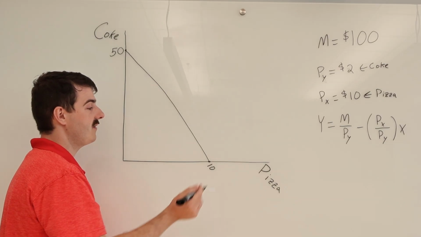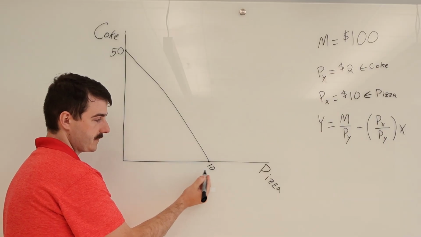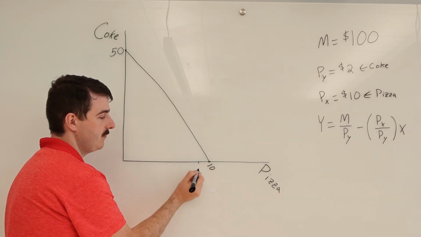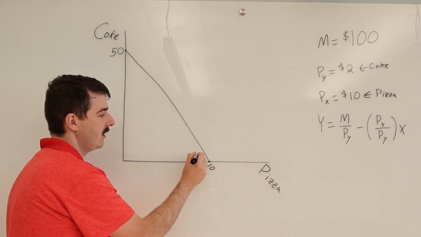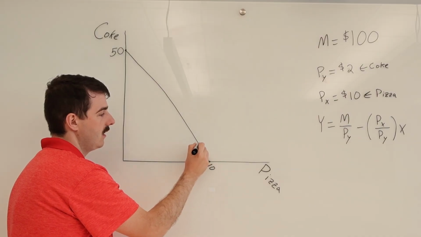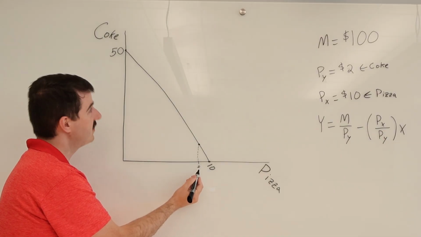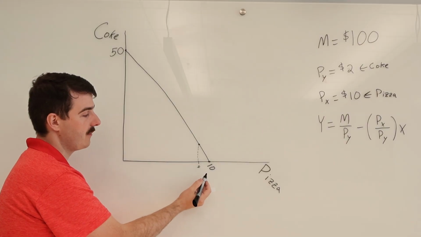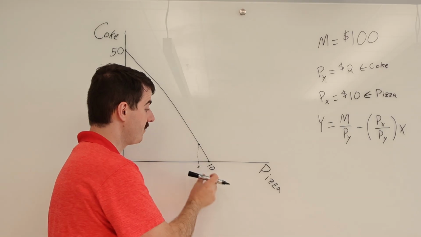Well, maybe we just want to give up one pizza. Let's say we give up one pizza. We go this way. Instead of having 10 pizzas, we have 9. Well, what is this point going to be? If we use 9 pizzas instead of 10, how much money did that free up? Well, we saved $10, one pizza's worth of money.